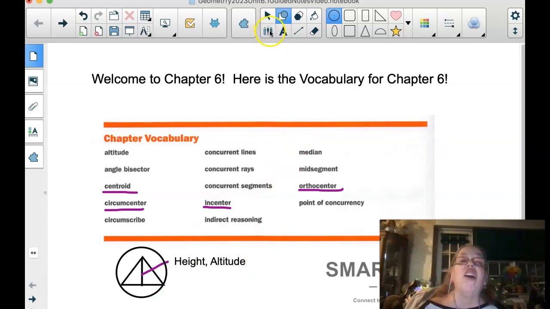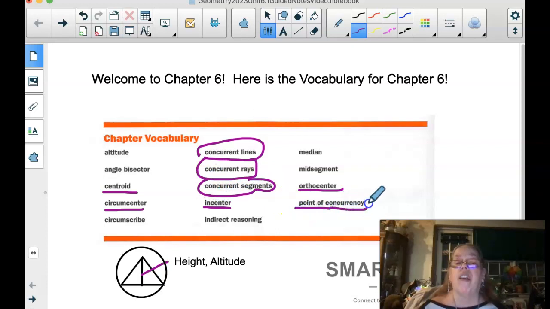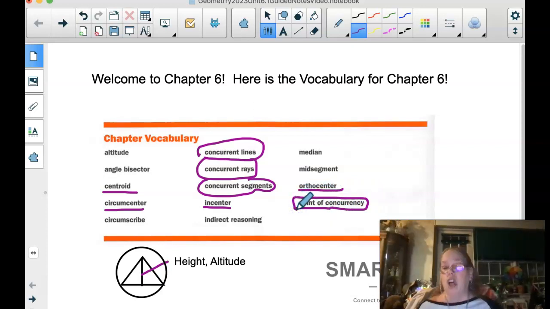All right, concurrent lines. You know that the prefix con means with? So concurrent lines, rays, and segments are just lines, rays, and segments that meet at a point, and that's called the point of concurrency. The point of concurrency is where the concurrent lines, rays, or segments meet.